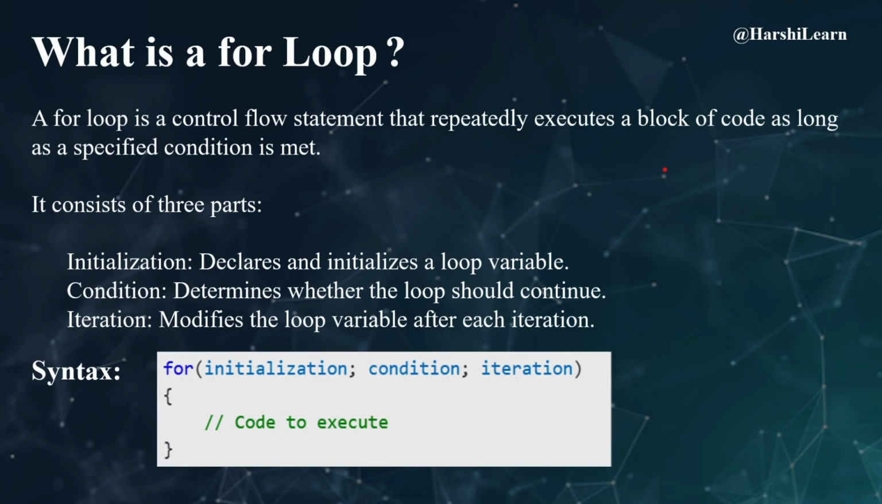For example, imagine you're climbing a staircase with exactly 10 steps. You start at step 1, that is your initialization. You continue climbing until you reach the top, that is your condition. After each step, you move on to the next one, that is iteration. The loop ensures you don't climb forever, it stops when you reach the final step. So next time you need to repeat a task a specific number of times, just use a for loop. It's like setting an automatic alarm for your code.